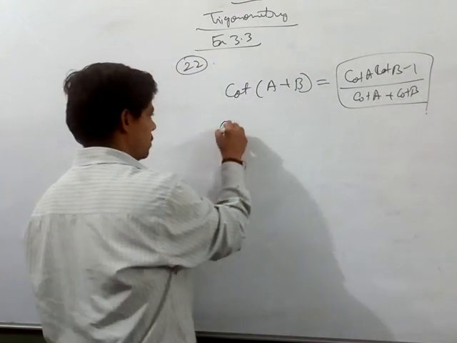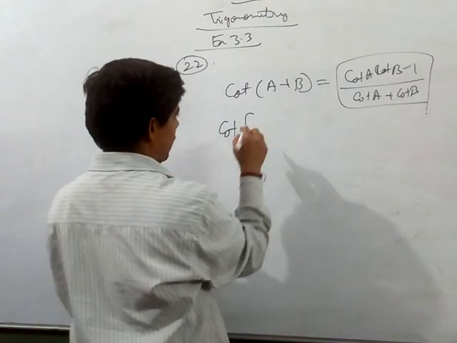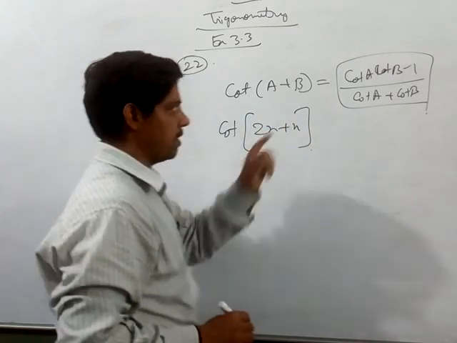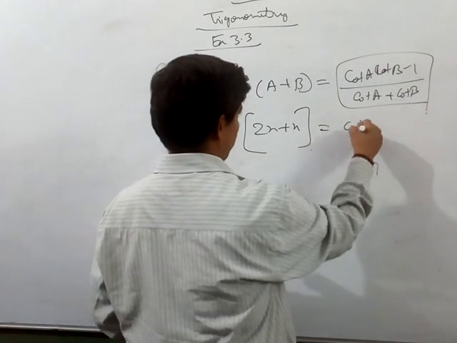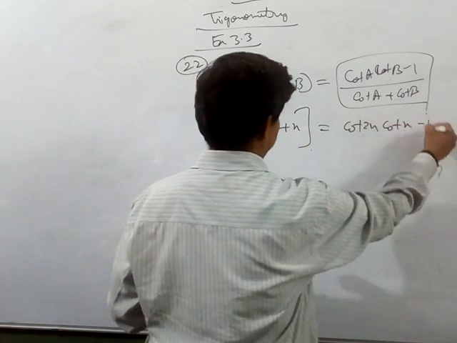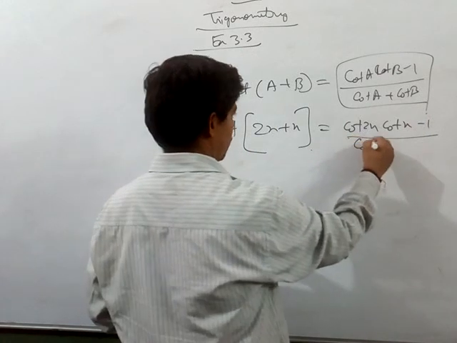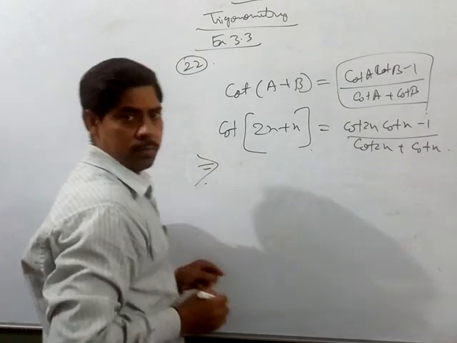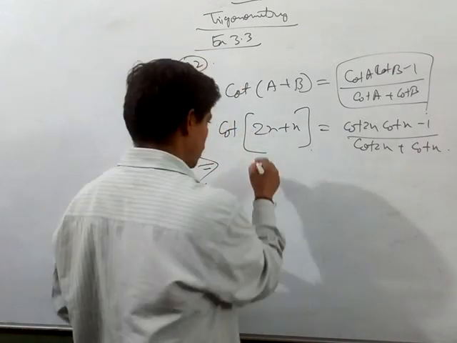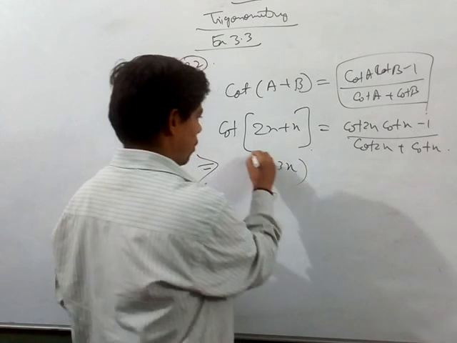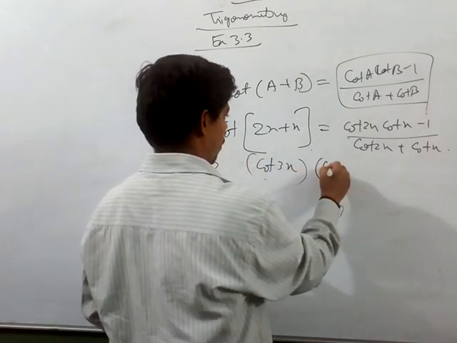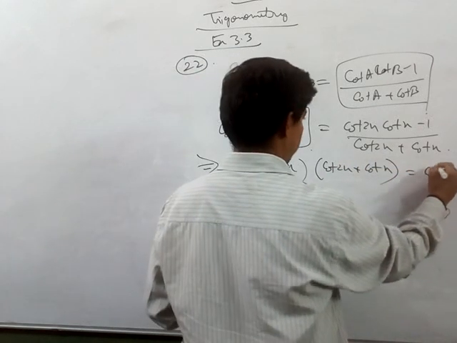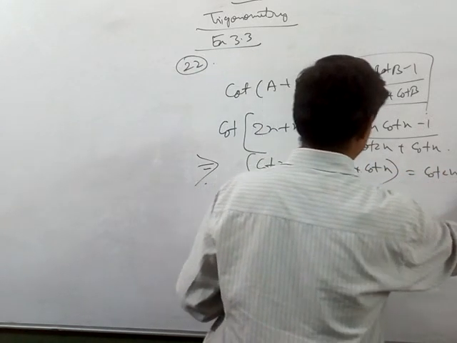And the question is starting with cot 3x. Suppose I have to write cot 3x, so I will write cot(2x plus x). This is cot 3x is equal to (cot 2x cot x minus 1) upon (cot 2x plus cot x). Now do the cross multiplication. Cot(2x plus x) is cot 3x, right? Cot 3x multiplied by (cot 2x plus cot x) is equal to cot 2x cot x minus 1, right?